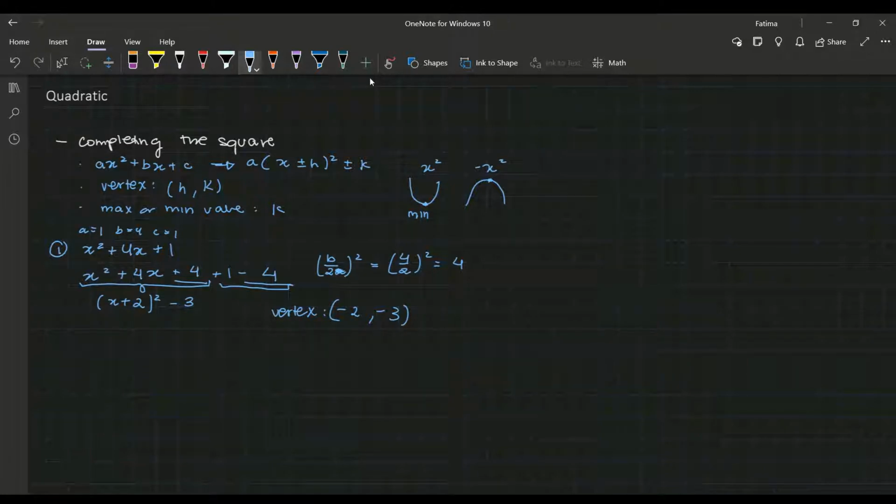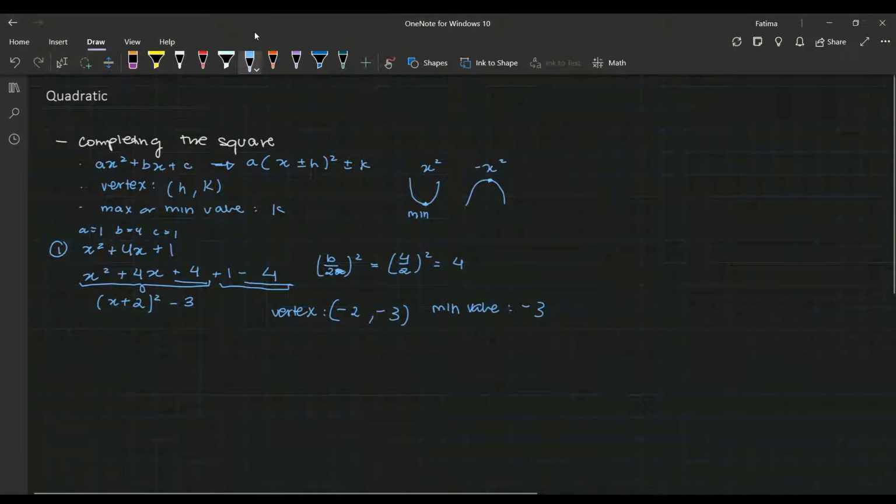And in this case, the graph is going to look something like this. So our minimum value will be minus 3. Basically, because the minimum value is the y value at the vertex, if you input the x value at the vertex, which is negative 2, into our quadratic equation, we'll end up with negative 3 as our y value.